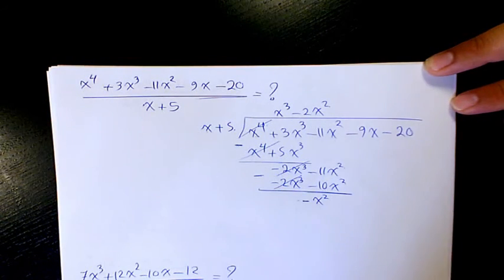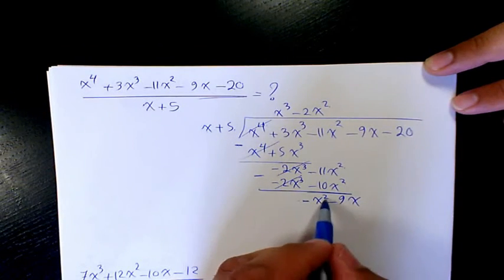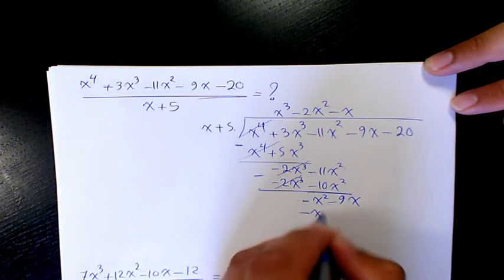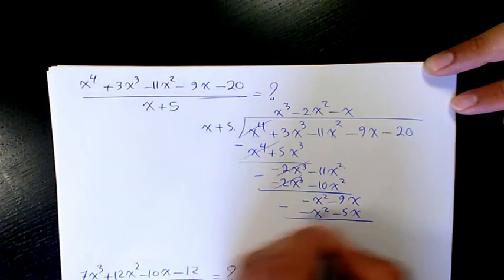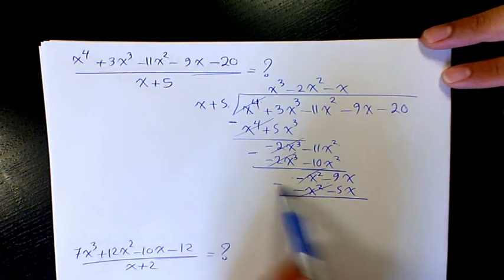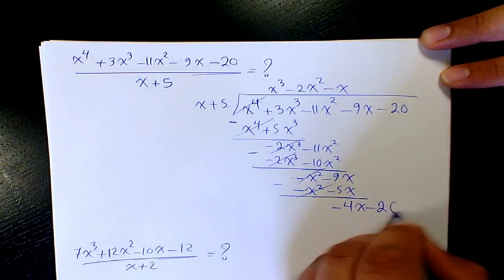Then you bring the next number down, which is negative 9x. Negative x squared divided by x is going to be negative x. Multiply that, it's going to be negative x squared. Negative x, then it's going to be negative 5x. When you subtract it, these two cancel out. Negative 9x minus negative 5x is going to be negative 4x minus 20.